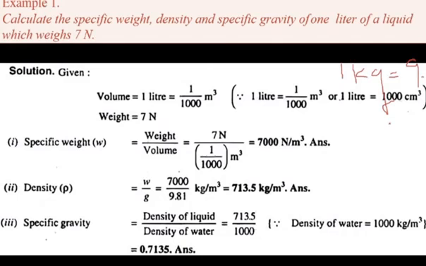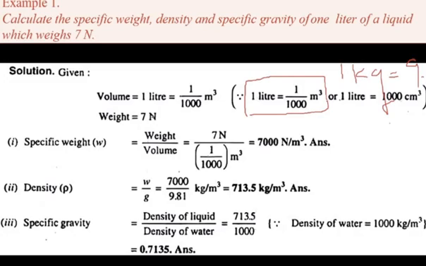So what is given? Volume is given, that is 1 liter. Whenever it is given in liter, we have to convert it to meter cube. So 1 liter is equal to 1 by 1000 meter cube. Next, weight is given, that is 7 Newton. So what is the unit of specific weight? It is Newton per meter cube only. We can convert into different units, but we will follow the standards. So specific weight W can be given in Newton per meter cube, so we will not change here.